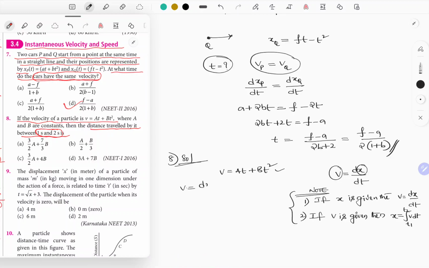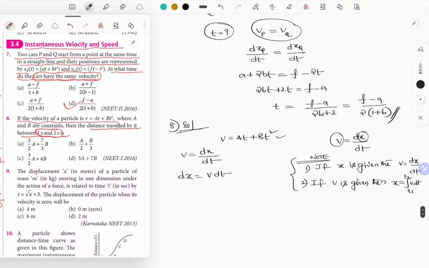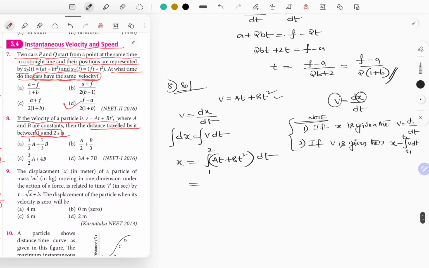Then v is equal to dx by dt. So from this, how am I getting integration? dx is equal to v into dt. To cancel differentiation, we have to integrate. Integral dx is going to be x, which is equal to the integral from time 1 second to 2 seconds of the velocity they have already given, at plus bt square, into dt. Which is equal to, a is a constant, given in the question itself. So the integration of t is t square by 2, limits from 1 to 2, plus b, and the integration of t square is t cube by 3, limits from 1 to 2.